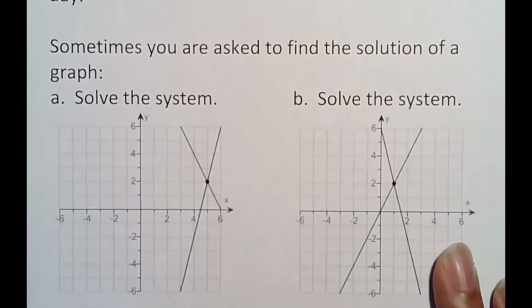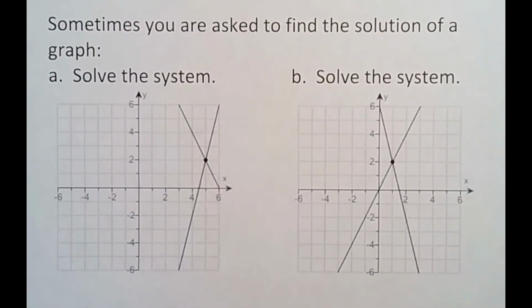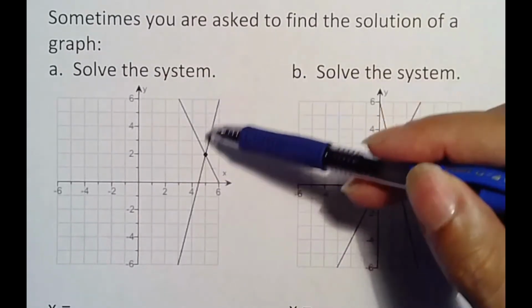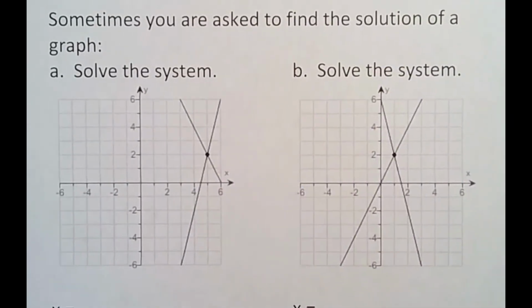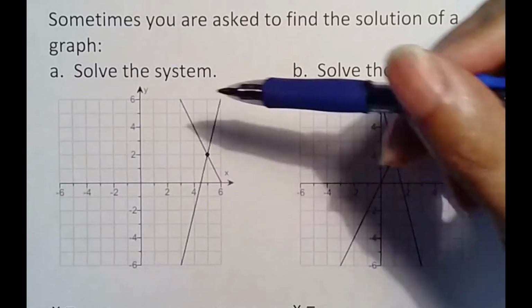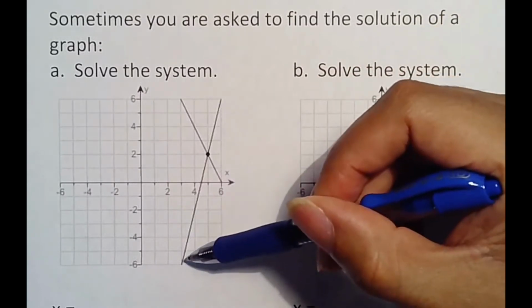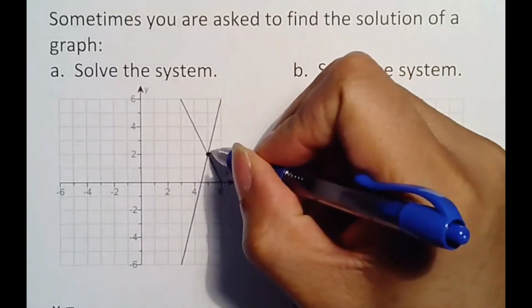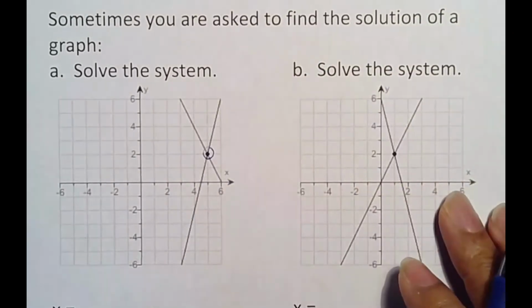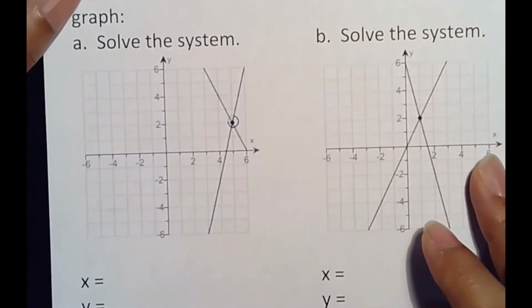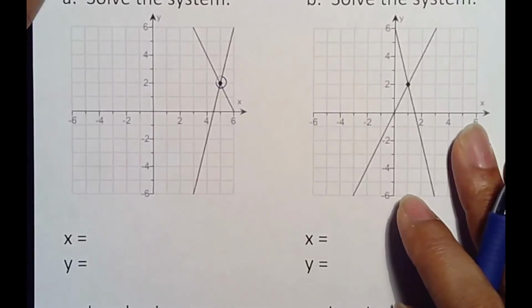Sometimes you're asked to find a solution of a graph. This represents the graph of one of the equations, and this represents the graph of the other equation. What we should be looking for is where all of the first equation is true, and where all of the second equation is true. All you have to do when you solve by graphing is look for that point right there. And the way you write that answer is as follows.